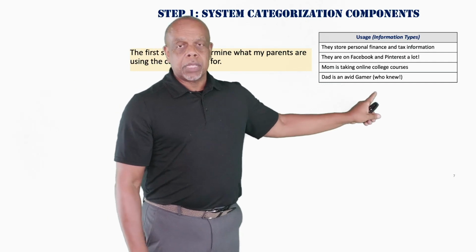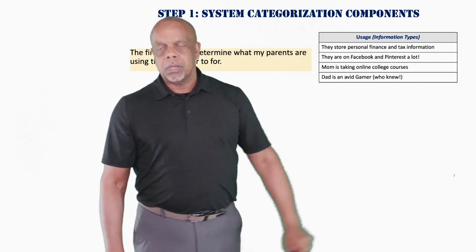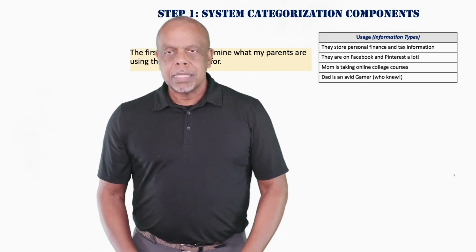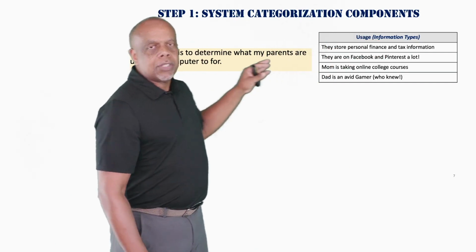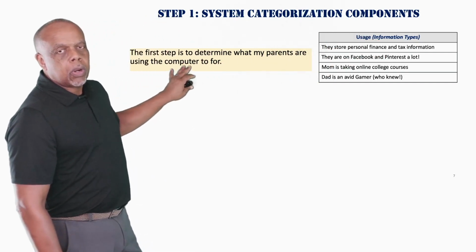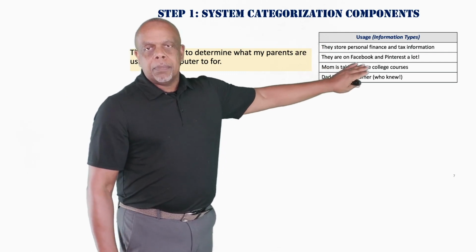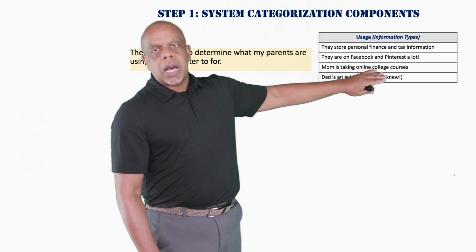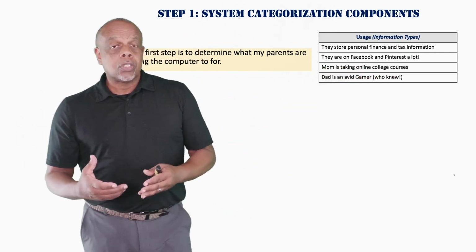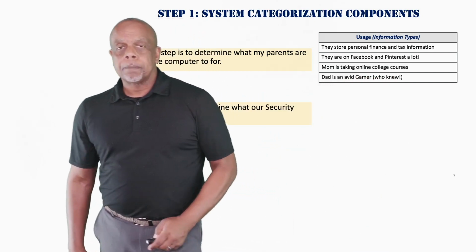And this was the biggest shocker of all. My dad, he's an avid gamer. I never knew my dad was a closet gamer. But yes, so now I see what they're going to use. These are the types of information that this computer is going to store, process, and disseminate. Finance, tax records, access to the internet to get to certain websites, online college courses and all the things associated with the course material, and the ability to do some gaming.